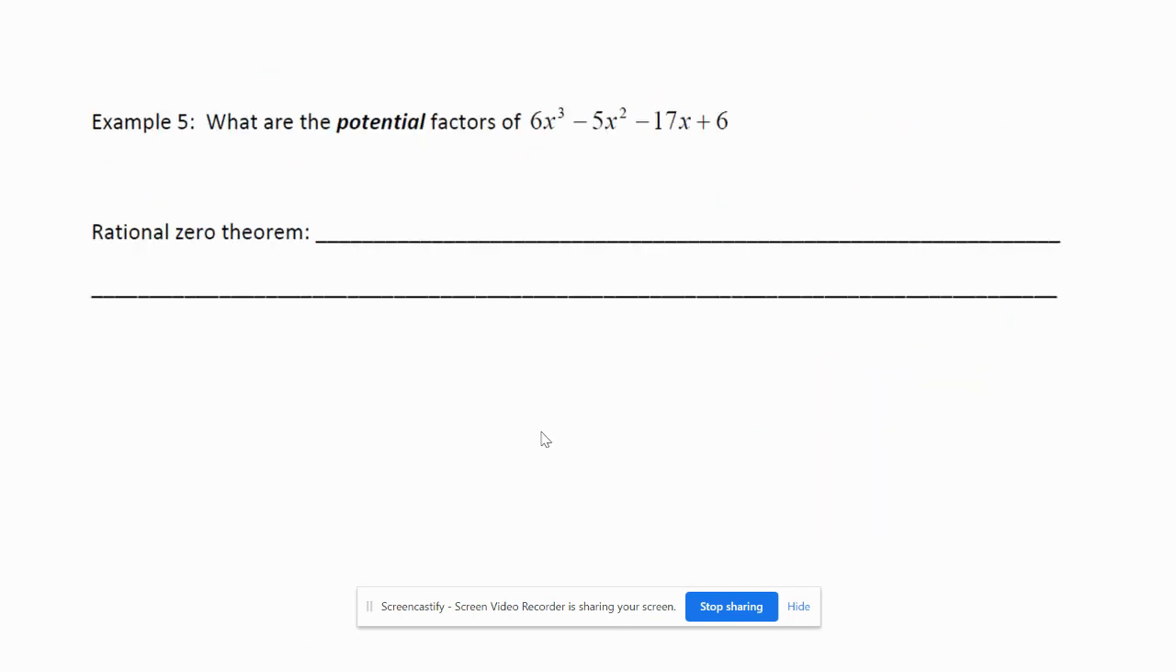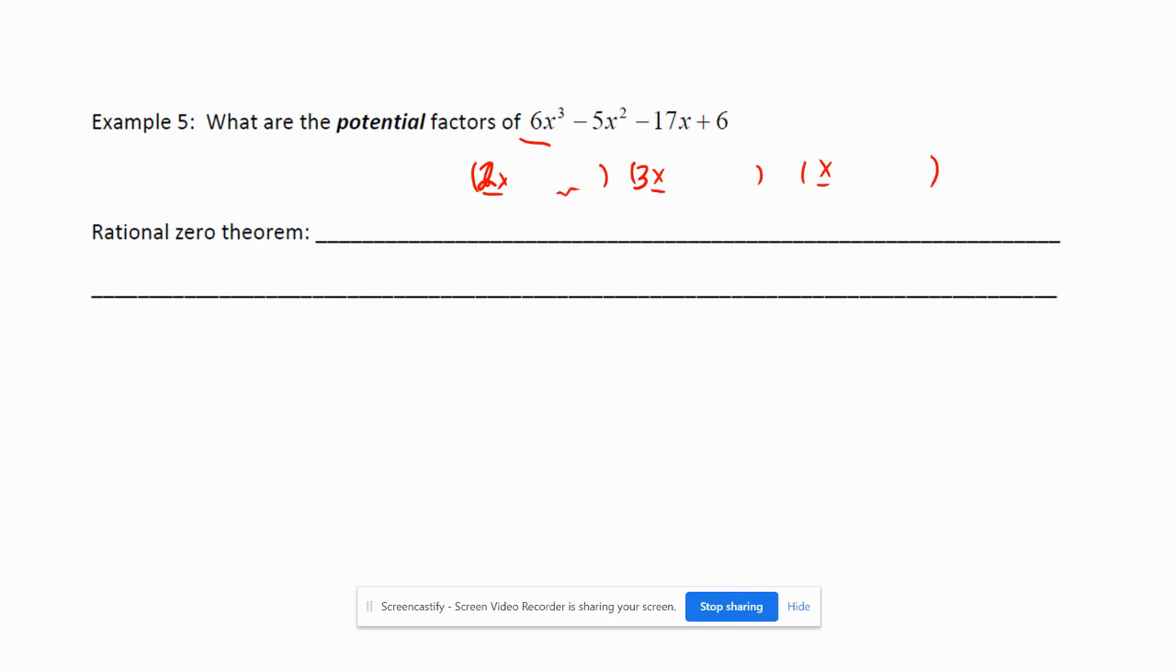So for example 5, it's very similar to the example we did previously, but it's a bit harder because my first term is now a 6x cubed. So if I'm trying to go like this, my question is, what could these numbers be? Is it possible to go like this? Yes. Is it possible to go like this? Yes. So we have possibilities for these first terms now in order to get a 6x cubed.